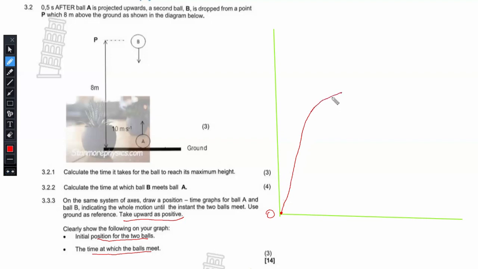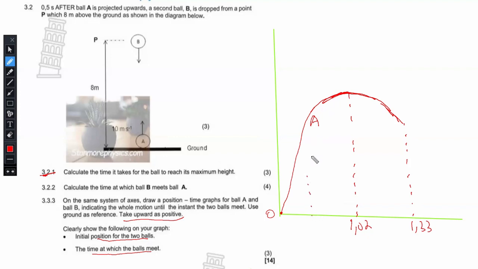reaches the maximum height. And at the point where it reaches the maximum height, what was the time? The time was 1.02 seconds. We did calculate it in 3.2.1. And then after reaching the maximum height, on its way down, it then meets with ball B, at a time of 1.33 seconds. So that's it. And let's indicate this is ball A.